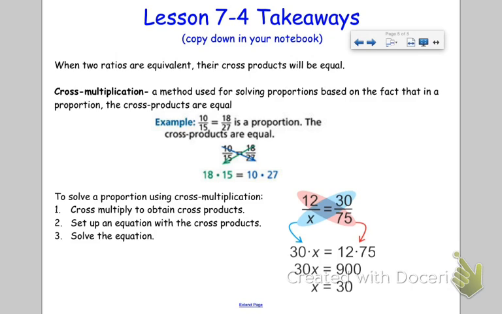So to solve a proportion using cross multiplication, first, cross multiply to get your cross products. The cross products are what you get when you cross multiply. So when I cross multiply x times 30, I'm going to get 30x. When I cross multiply 12 times 75, I'm going to get 900. Those are my cross products, 30x and 900. And those cross products are equal to each other, which is where you get your equation. Remember, an equation has an equal sign, so all I got to do is put an equal sign between my cross products, 30x and 900. And then last, just solve your equation.